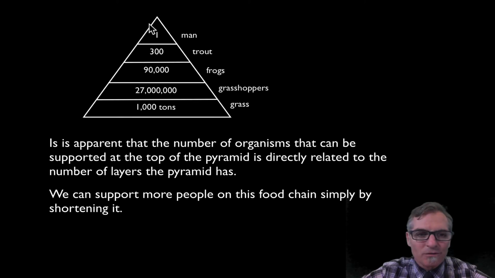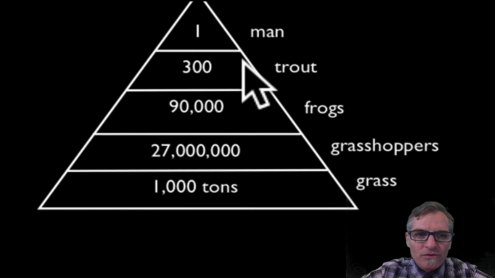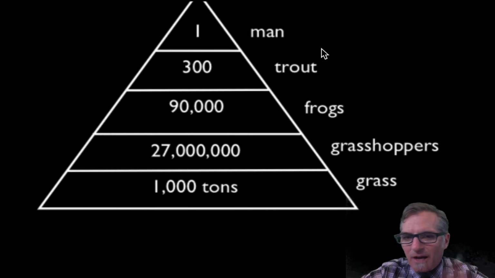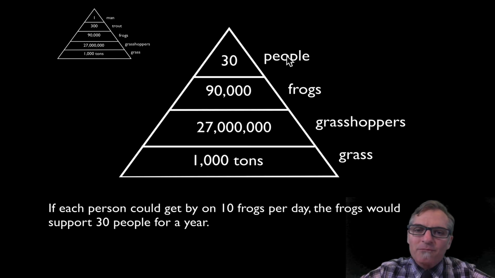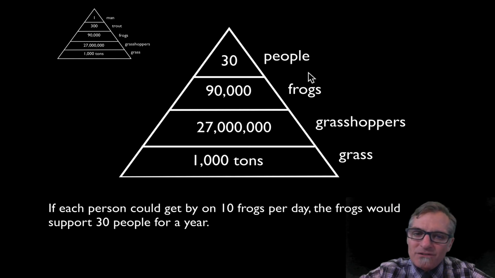This is what this article I was reading was very, very interesting. So, if we were to remove the trout, say the people, all right, stop eating the fish, and people started feeding on frogs. Yeah, I mean, I know we eat frog legs, but, eat the whole thing. Eat that frog, right? Like Survivor Man. Well, if each person could get by with just 10 frogs, so 90,000 frogs in a year would be able to support 30 people.